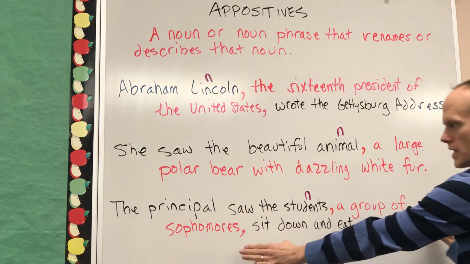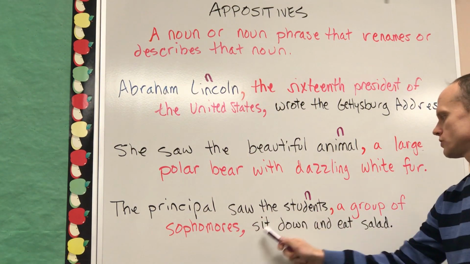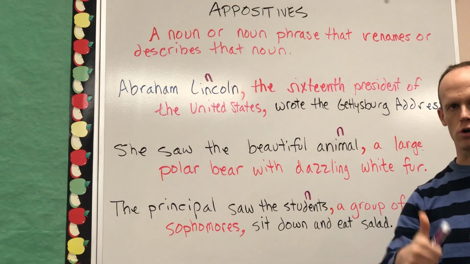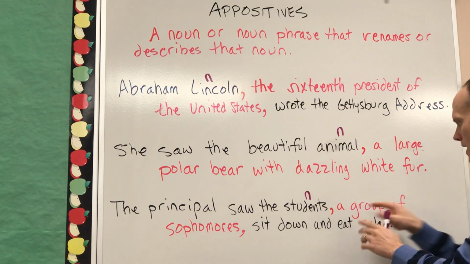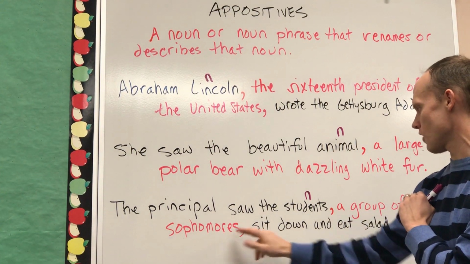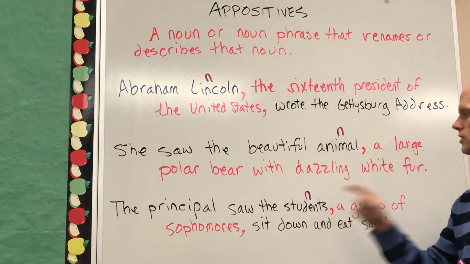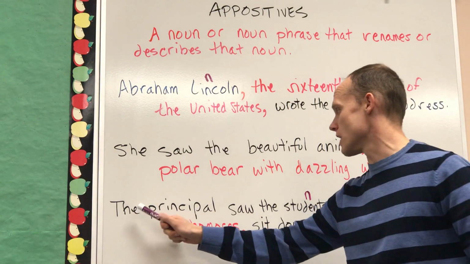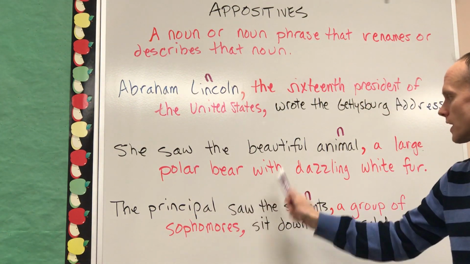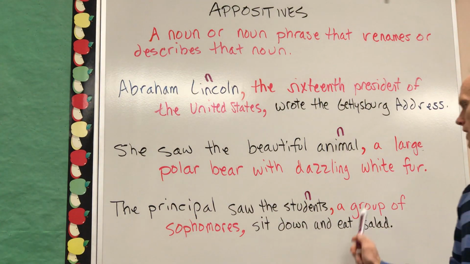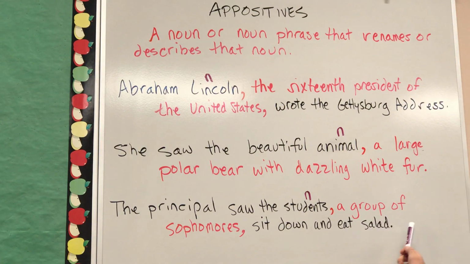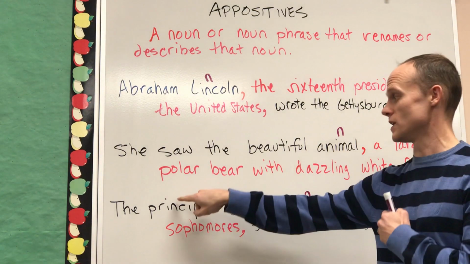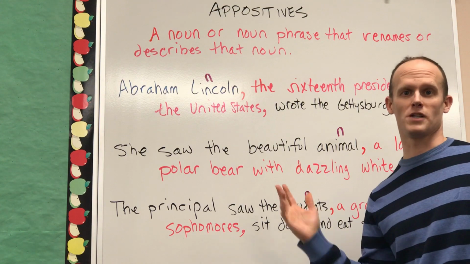I'm going to not read the appositive. The principal saw the students sit down and eat salad. That works. That's my independent clause. My appositive, a group of sophomores, is surrounded by the commas and is describing students. If I wanted to, I could even say the principal, comma, Mr. Scaling, comma, saw the students, comma, a group of sophomores, comma, sit down and eat salad. Mr. Scaling would be describing principal. That would also be an appositive.